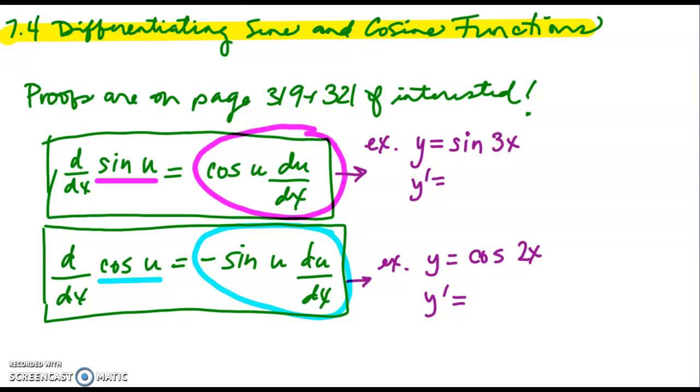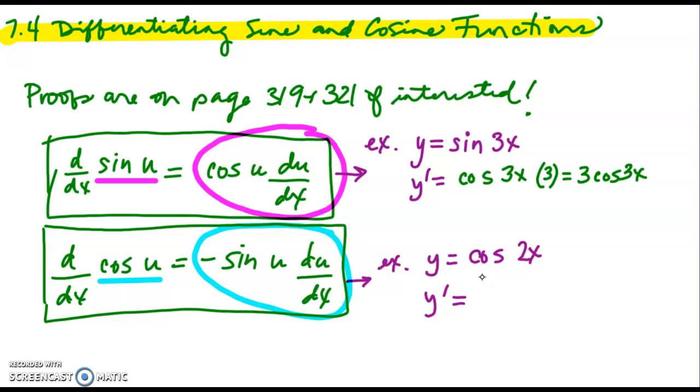Here's two examples we'll do together. So if we've got the function y is equal to sine of 3x, and we're asked to find the derivative, we're going to use the first rule here. The derivative will be cosine of u, in this case 3x, multiplied by the derivative of u, the derivative of 3x, which is just 3. So our answer will be 3 cos 3x.